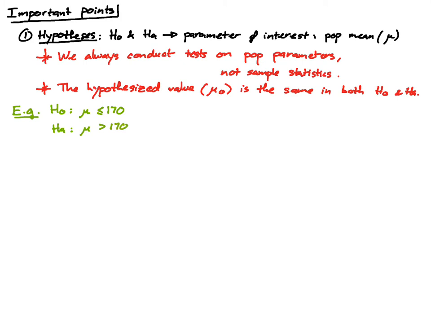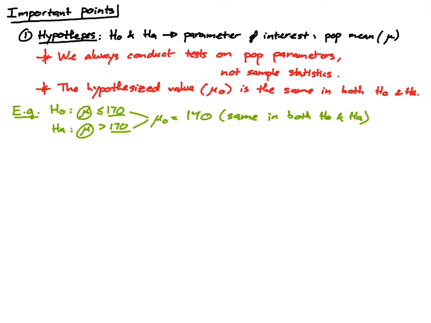First off, notice the notation here. It is mu, so we're testing on the population parameter. In this case, the population mean, and then the hypothesized value is 170, which is the same in both the null and the alternative.